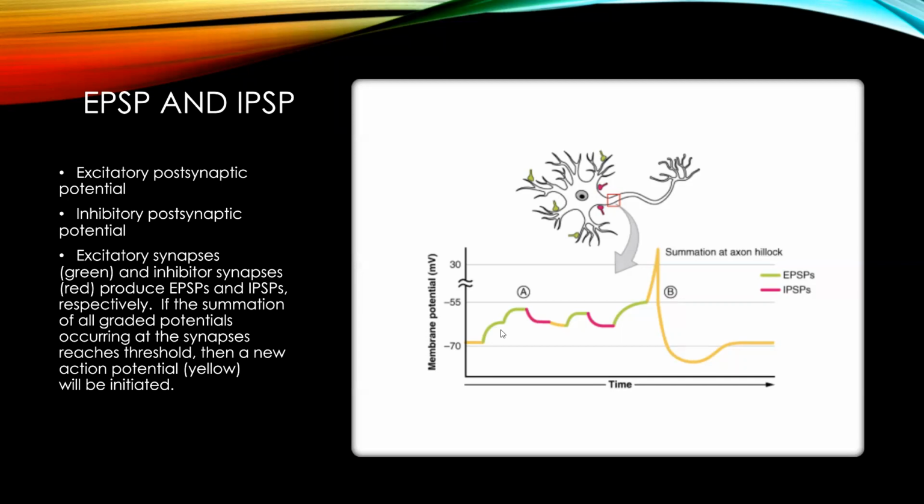In the graph here, excitatory synapses are shown in green and inhibitory synapses are shown in red. If the summation of all the graded potentials occurring at the synapses reaches threshold at -55 millivolts, then a new action potential, shown here in yellow, will be initiated. And that is the process of secretion.